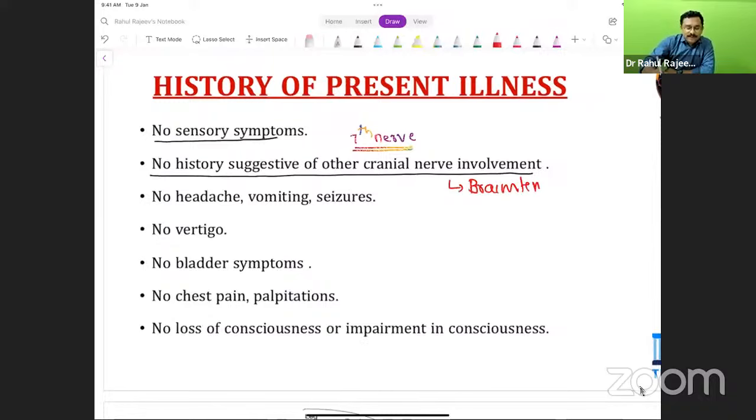Okay, I want to see if there is involvement of the brainstem. Because we already learned that in the brainstem, you have got different cranial nerve nuclei, 3, 4, 5, 6, 7, 8. So if there are symptoms suggestive of any cranial nerve involvement, it is probably giving me a hint that I am thinking of a brainstem stroke. Okay, brainstem stroke. 1 and 2 are located at a different location. That is why I'm just talking of the other cranial nerves.